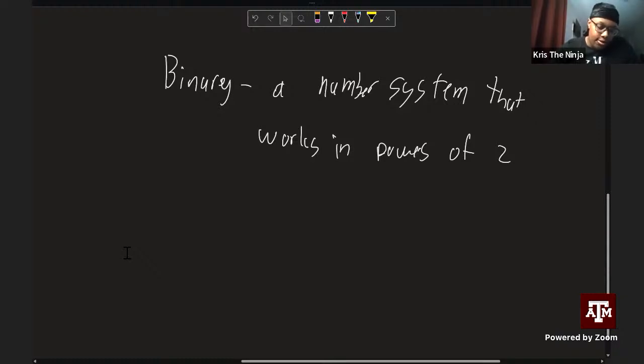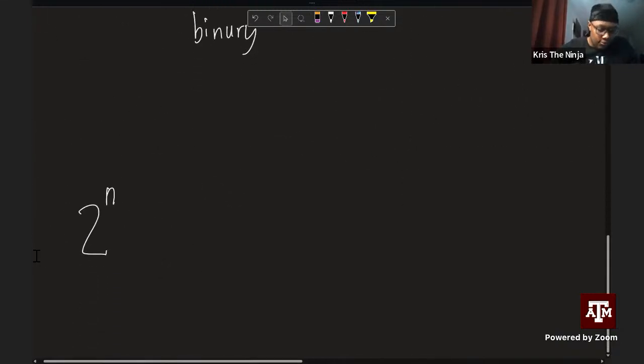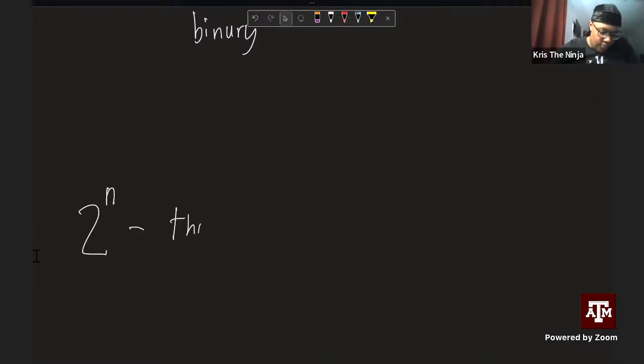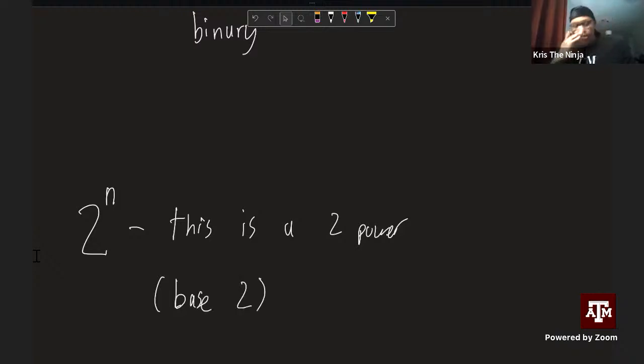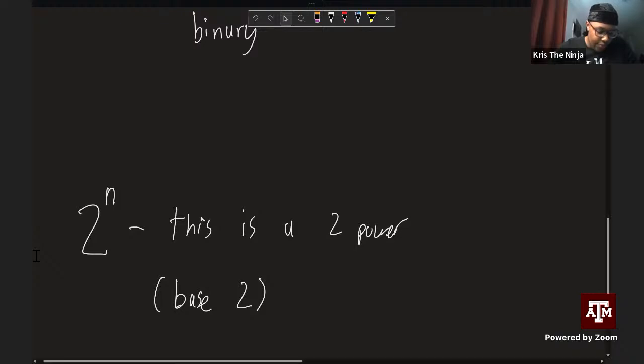But what is a two power? A two power is when you raise two to any n number. It can also be referred to as base 2. And in the decimal system, where we count 0 to 9, that's the base 10 or decimal system.